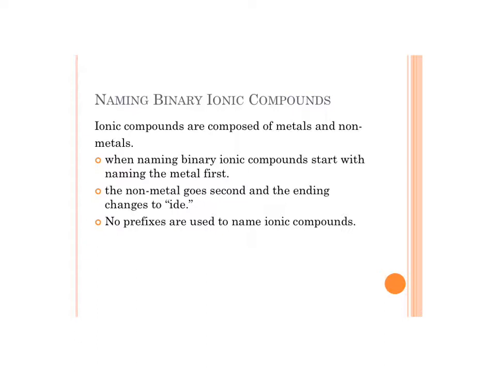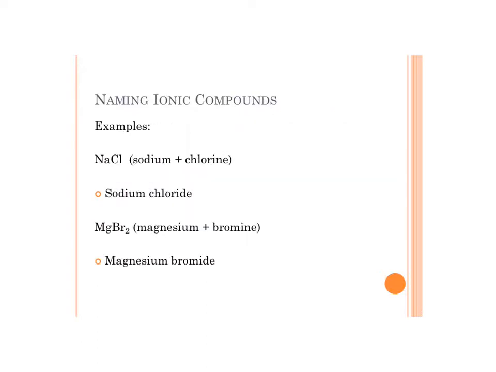When naming binary ionic compounds, start with naming the metal first. The nonmetal goes second and the ending changes to "ide." No prefixes are used to name ionic compounds.